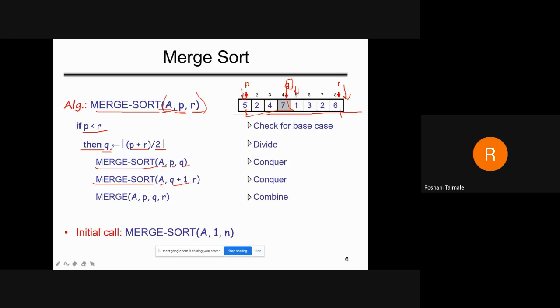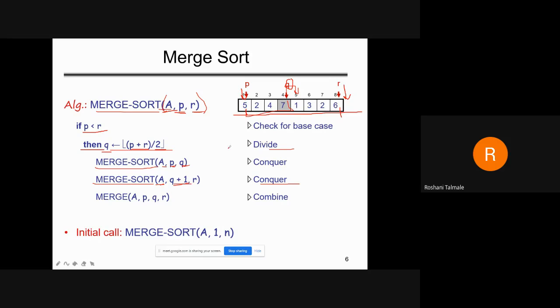So this is the procedure of divide. We are using Q equals (P plus R) divided by 2 as the divide. Conquer means we have to treat the two different arrays separately. So merge sort, P is the first element, Q is the other element. Another merge sort, it is the conquer. These steps are the conquer. A is the first array.